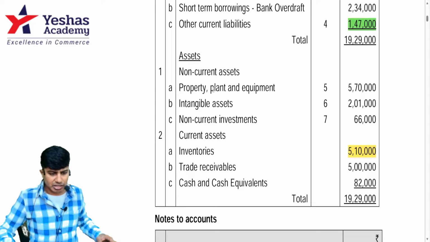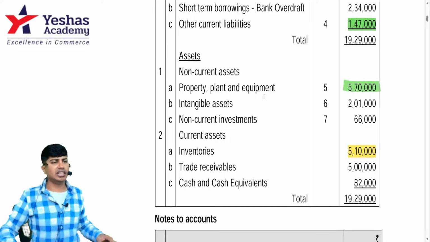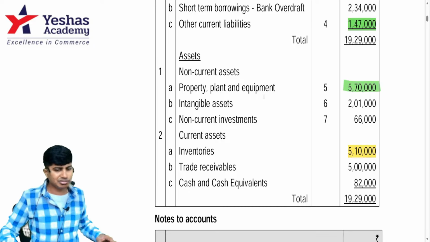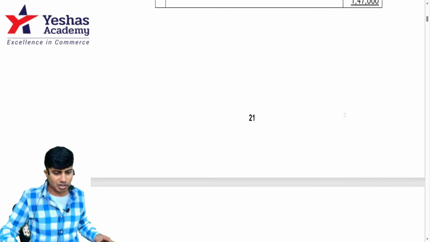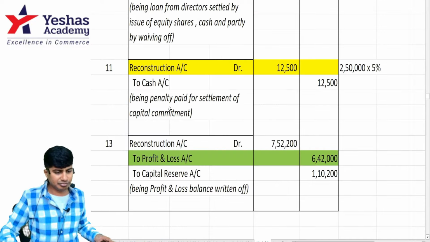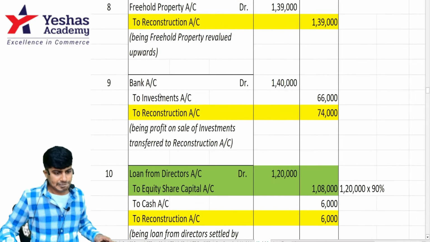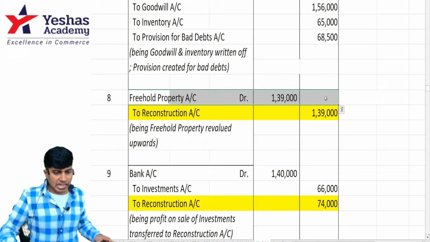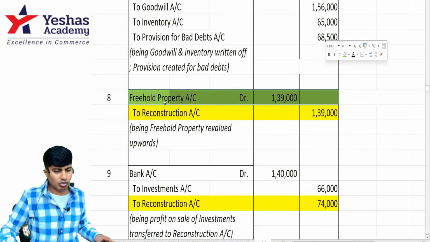Come to the asset side. Property, plant and equipment. 5 lakh 70,000. Did we touch? Yes, yes. Sorry, freehold property, we've changed the value. Freehold property 5 lakh 10. Take 5 lakh 10 in the calculator. Add 1 lakh 39. How much will it become?